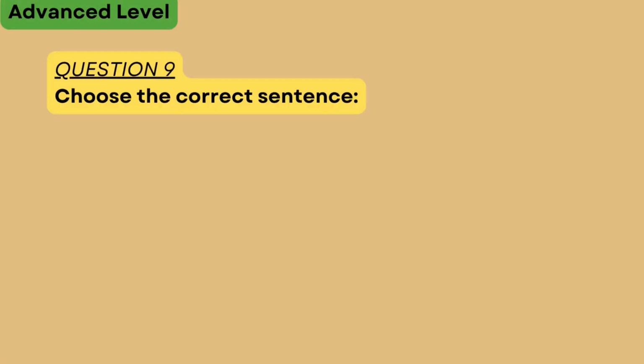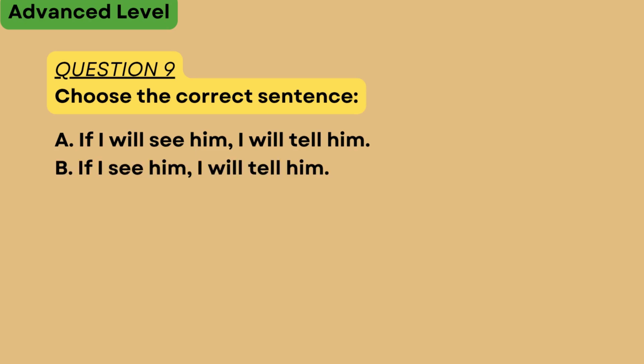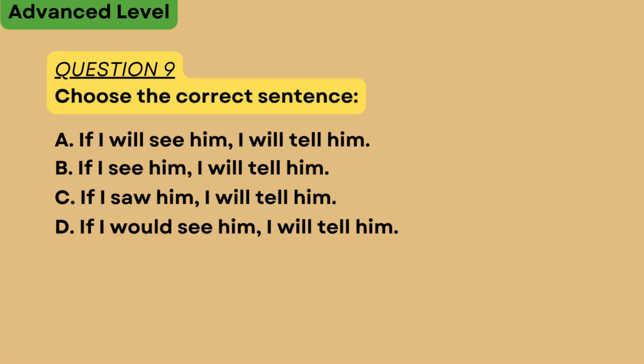Choose the correct sentence. If I will see him, I will tell him. If I see him, I will tell him. If I saw him, I will tell him. If I would see him, I will tell him. What do you think? Which one is the correct sentence?